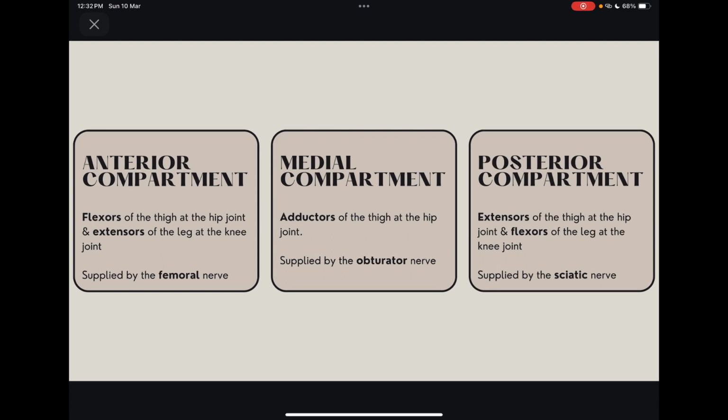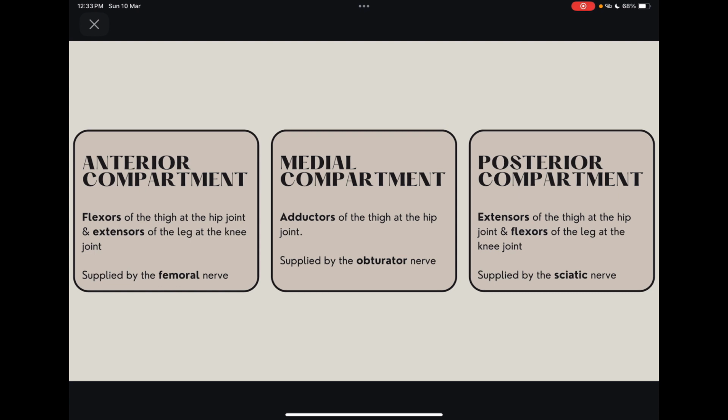So as mentioned, every single compartment will have its own group of muscles performing their own functions or their own movements. So the anterior compartment between the medial and the lateral intramuscular septa will mainly flex the thigh at the hip joint, or simply flex the hip, and extend the leg at the knee joint, or extend the knee joint. And they're supplied by the femoral nerve. Regarding the medial compartment, these are a group of muscles that will be supplied by the obturator nerve. They're the muscles situated between the posterior intramuscular septa and the medial intramuscular septa, and their main function is to adduct the thigh at the hip joint.